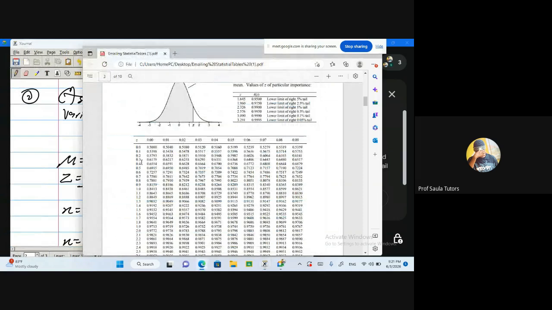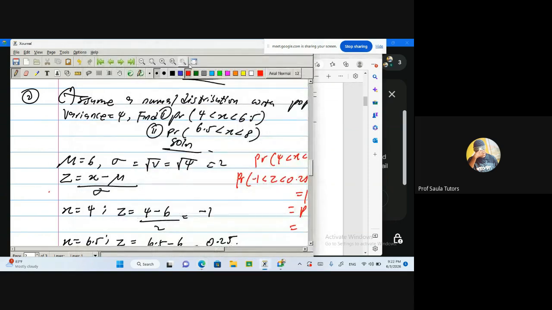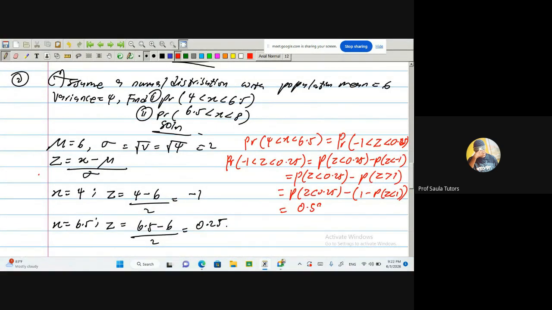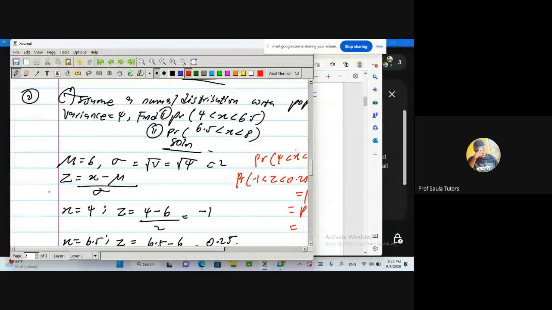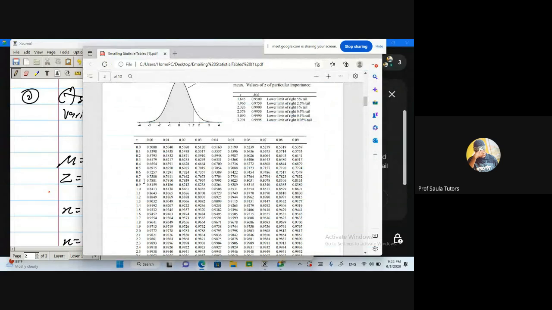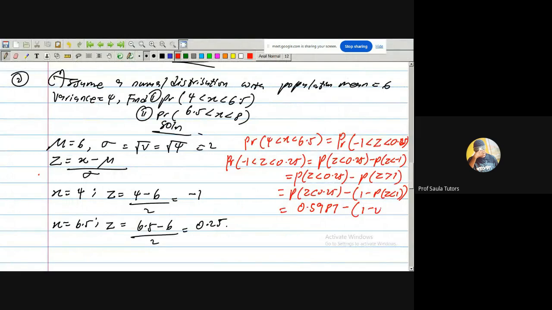Checking our table, 0.2 under 5. What would that give us? 0.5987, right? So we have 0.5987 minus, I have 1 minus the probability of z less than 1. What do we have for the probability of z less than 1? 0.8413. So let's go. What do we now have?